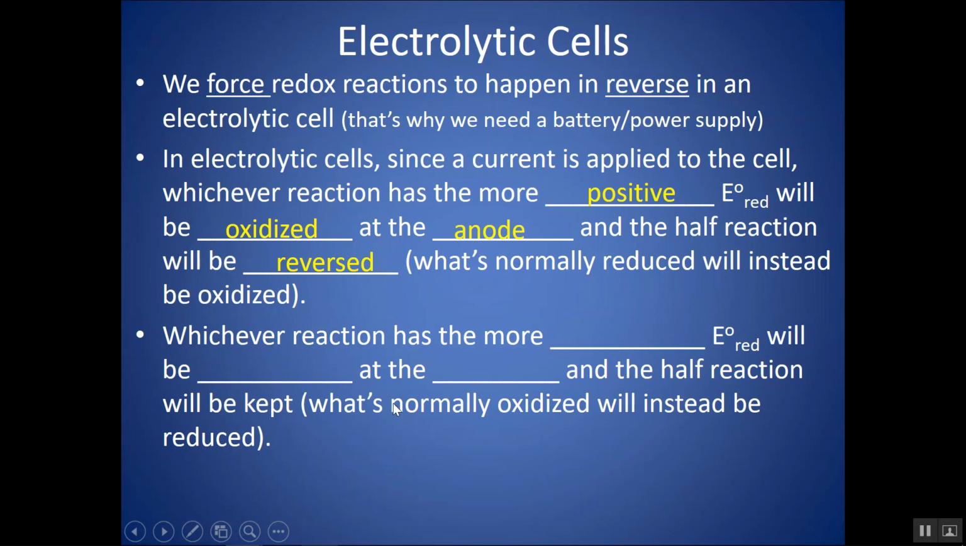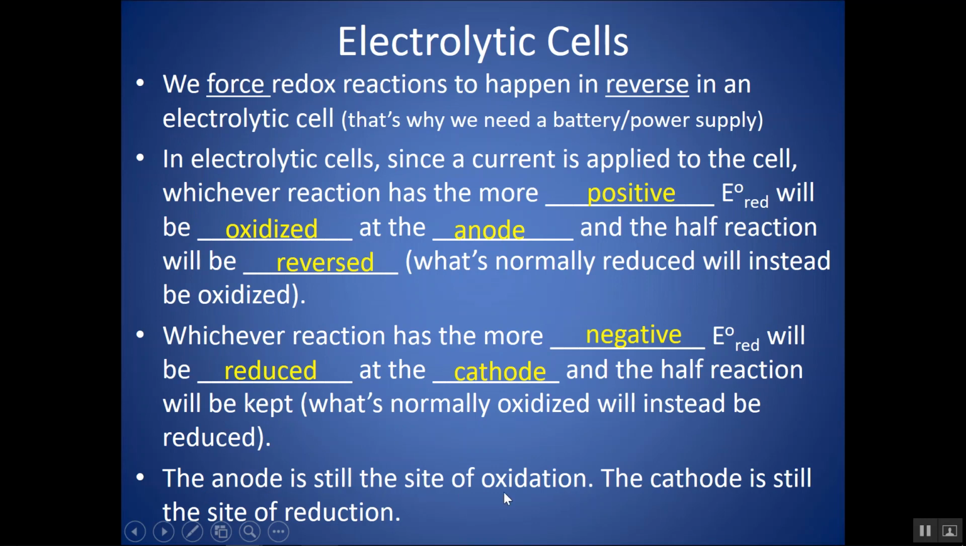And vice versa, whichever reaction has the more negative reduction potential, when we were doing voltaic cells, we said, oh, that would be oxidation at the anode. But instead, whichever has the more negative one will be reduced at the cathode, and we would keep that half reaction the same without flipping it. Okay, anode is still the site of oxidation. Cathode is still the site of reduction. Electrons still go through the wire from anode to cathode.